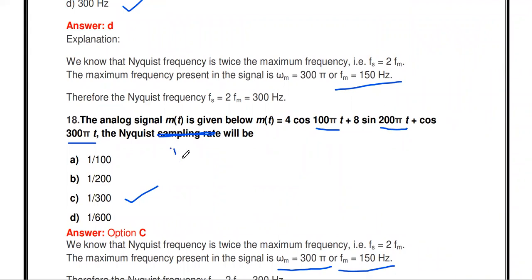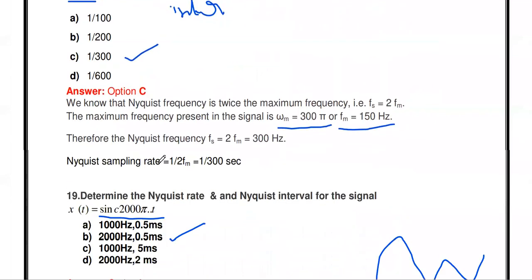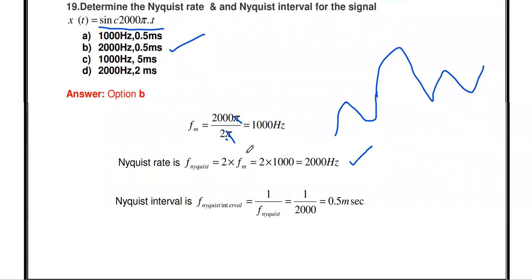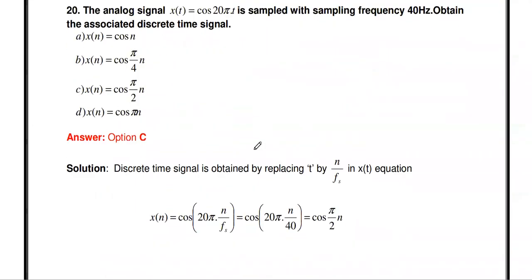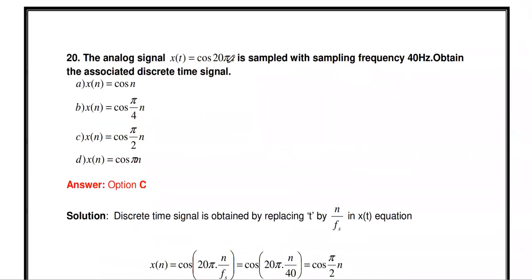Okay, so in the earlier question, what is the answer? This is not a sampling rate, this is the Nyquist interval. So the Nyquist interval is 1 by 300 seconds.